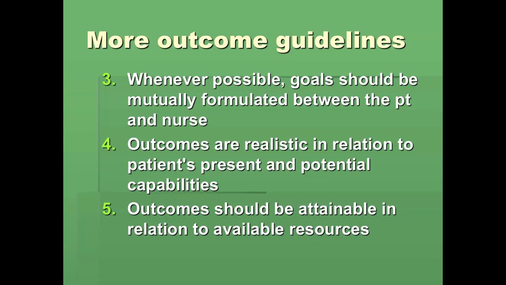Outcomes should also be attainable in relationship to what resources are available to that patient. We need to consider financial factors, capability of a caregiver, perhaps in a home setting, and other resources that may or may not be available. So those are just some guidelines in helping us when we're writing out our outcome statements, when we're setting those goals.